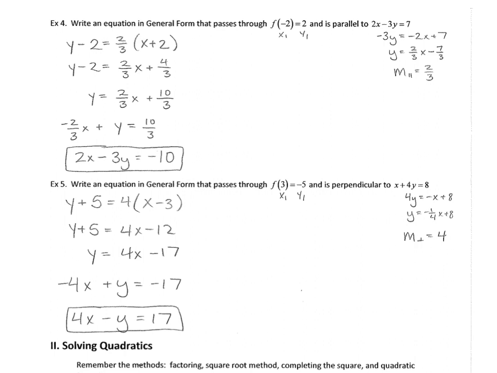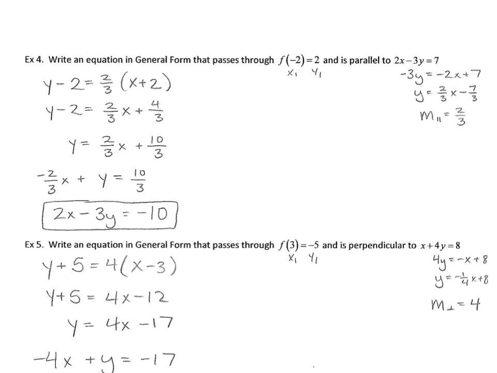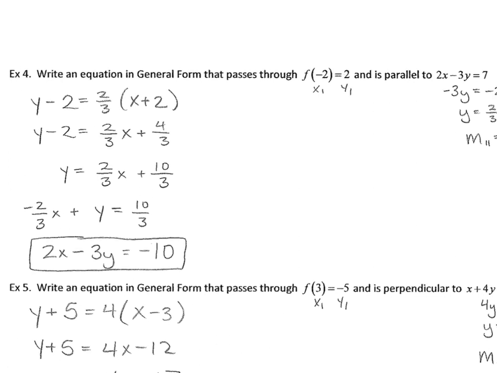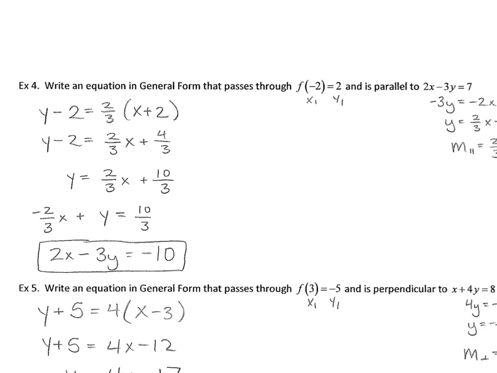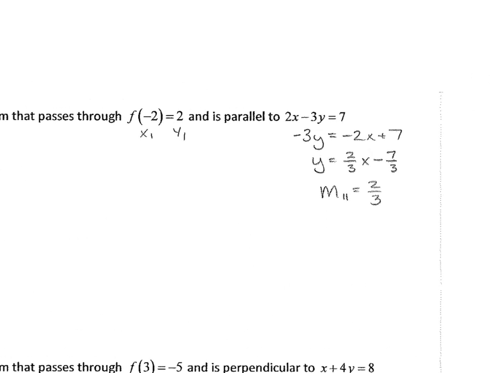I actually started these problems over here. Both of them actually started right here. Did we notice this part? Okay, make sure you talk about what I did here, since that's the real start of this problem. So for number 4, sorry if I'm cutting off your thinking, it asks you to write an equation in general form that passes through this coordinate point (-2, 2) and is parallel to the line 2x minus 3y equals 7. Why did I do all of this business over here?